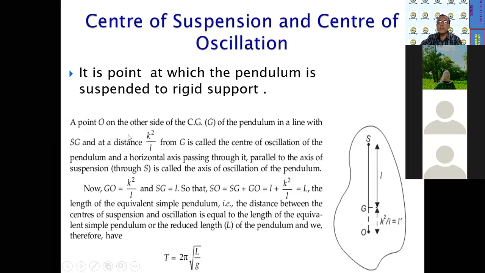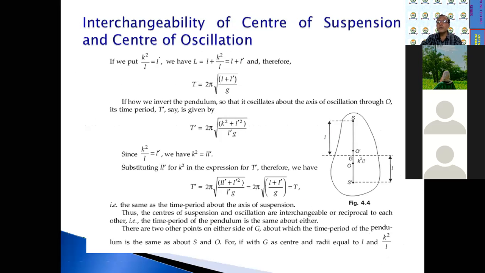And therefore the previous formula can be written as T is equal to 2 pi under root, using this one, L upon G. Yes, k square upon L is equal to GO, and SG is equal to L. Therefore, how much will the total SO be? SG plus GO. SG is L. GO is k square upon L. The entire thing is constant, and this is L. That is the entire length of the pendulum, capital L. So the total length is capital L, but the effective part is this one, which is called the length of the pendulum. And therefore T is equal to 2 pi under root L upon G. This is the time period of the pendulum, isn't it?